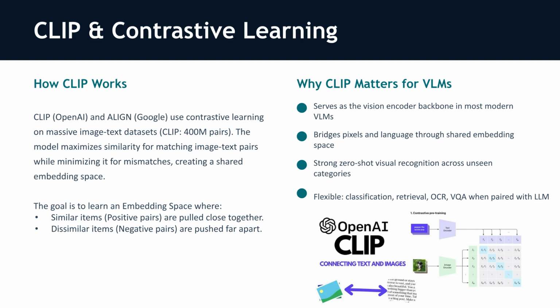For VLMs, CLIP matters for several reasons. It serves as the vision encoder backbone in most modern architectures. It bridges pixels and language through that shared embedding space. It provides strong zero-shot visual recognition across unseen categories. And when paired with an LLM, it enables flexible classification, retrieval, OCR, and visual question answering.